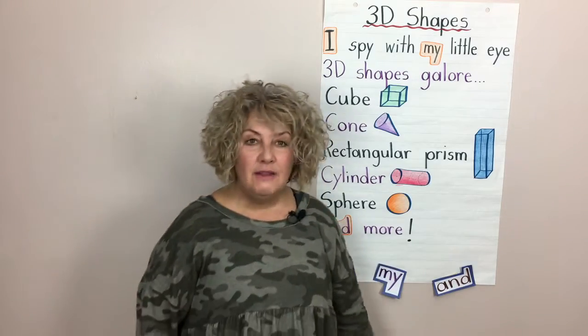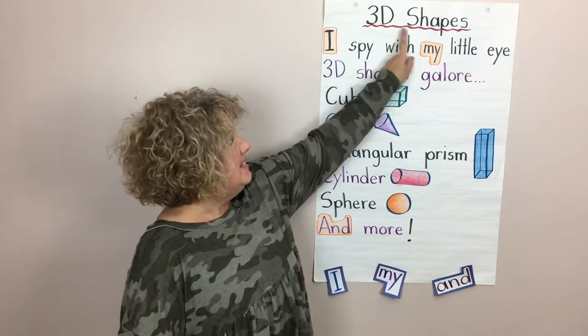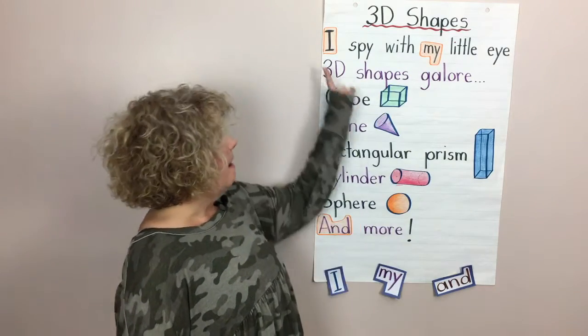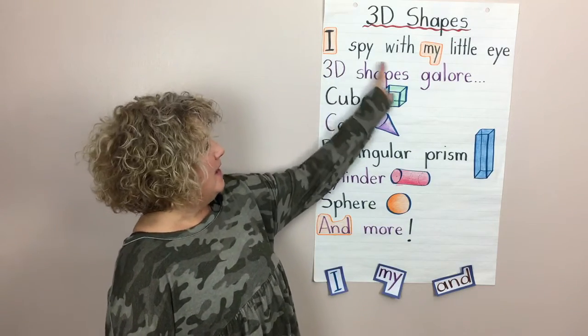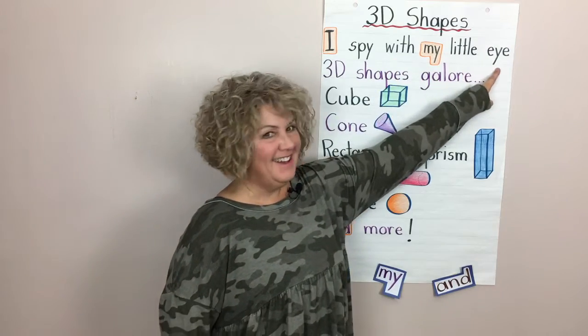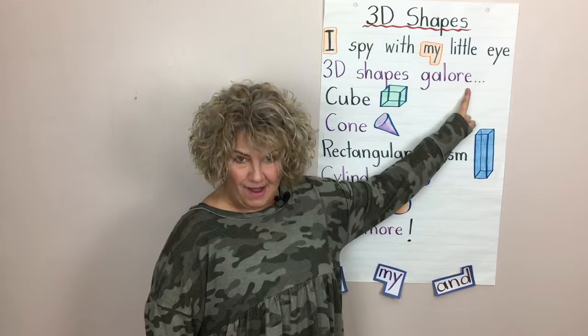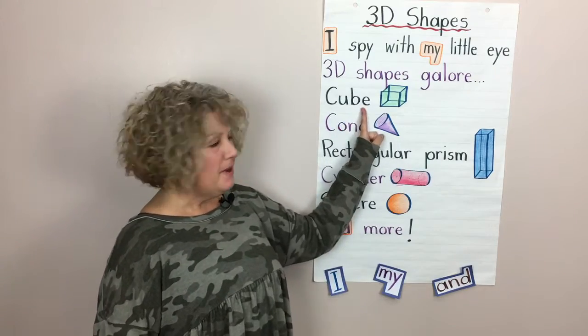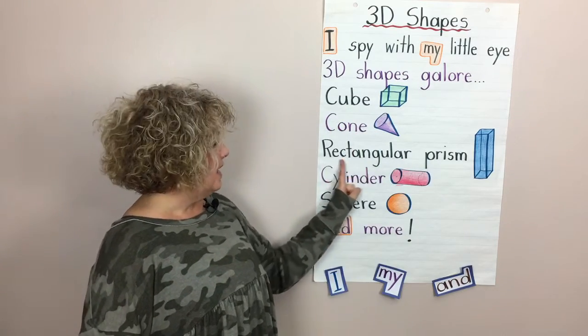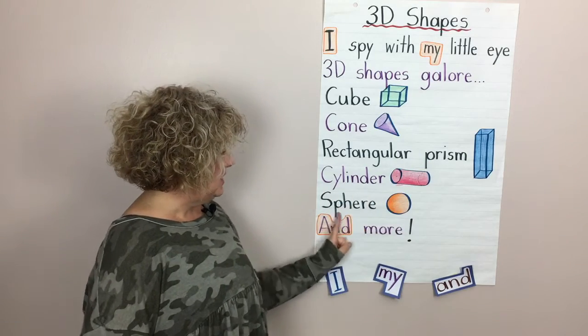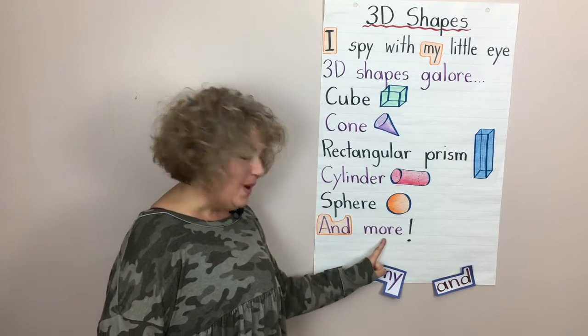Okay? The title of your poem is 3D Shapes. I'm going to read it to you first and then we'll try it together. I spy with my little eye 3D shapes galore. Cube, cone, rectangular prism, cylinder, sphere, and more.